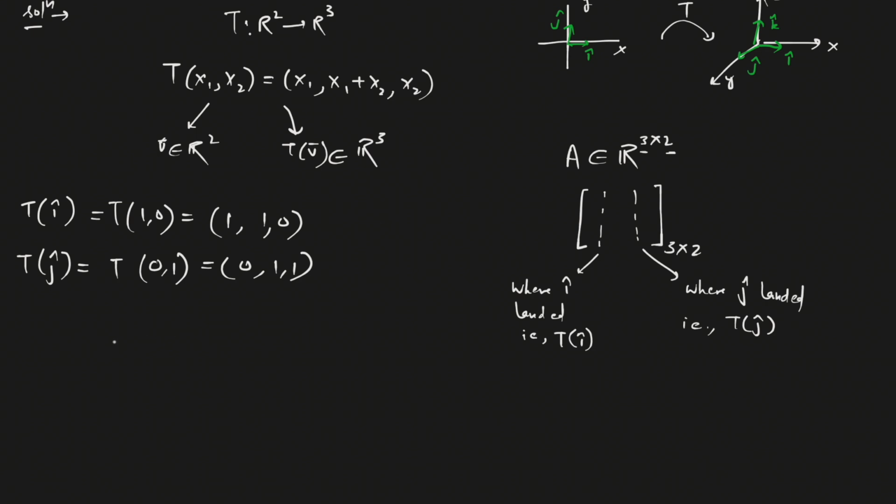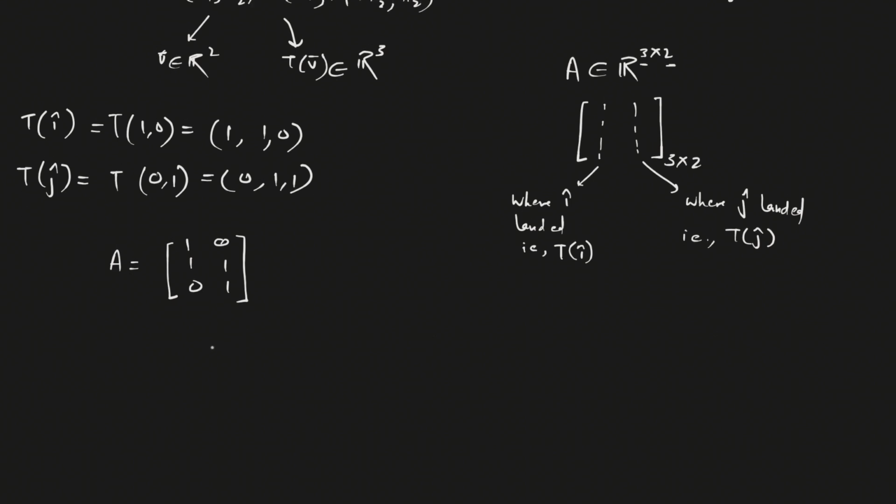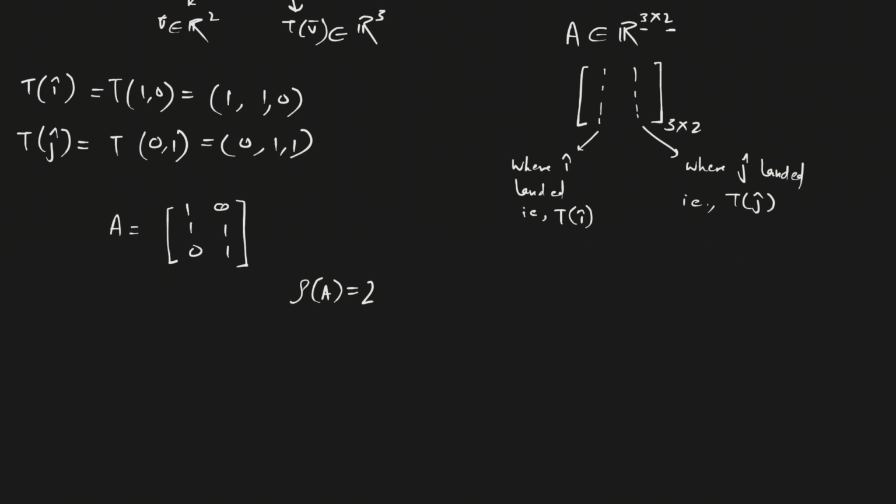So the matrix representation A of T is where the first column vector is T of i hat, that is (1, 1, 0), and the second column vector is T of j hat, that is (0, 1, 1). Now we need to find the nullity, but before that we find the rank. Rank is the number of linearly independent column vectors. Both of these column vectors are linearly independent. Therefore the rank of A is 2, because there are only two column vectors and both are linearly independent.